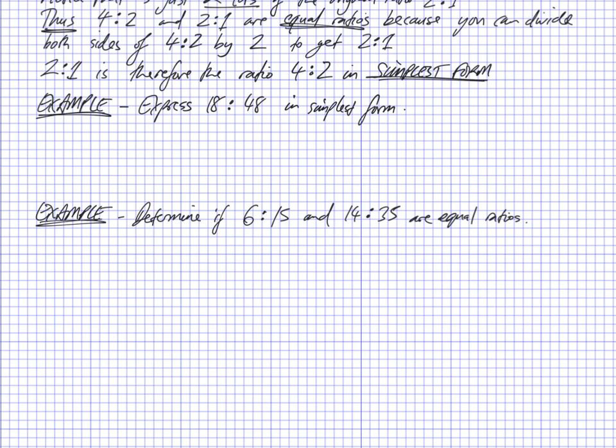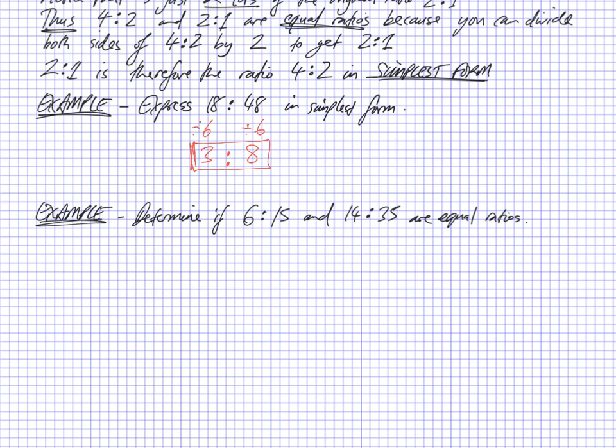18 is 3 times 6, and 48 is equal to 8 times 6. So if I divide both of these by 6, you're going to get 3 to 8. 18 divided by 6 is 3, and 48 divided by 6 is 8.